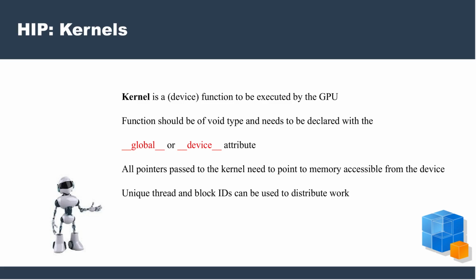or double underscore device underscore attributes. They must be void type, and pointers passed should point to device accessible memory. Unique thread and block IDs help distribute work efficiently across the graphics processing unit, ensuring optimal performance and resource utilization.